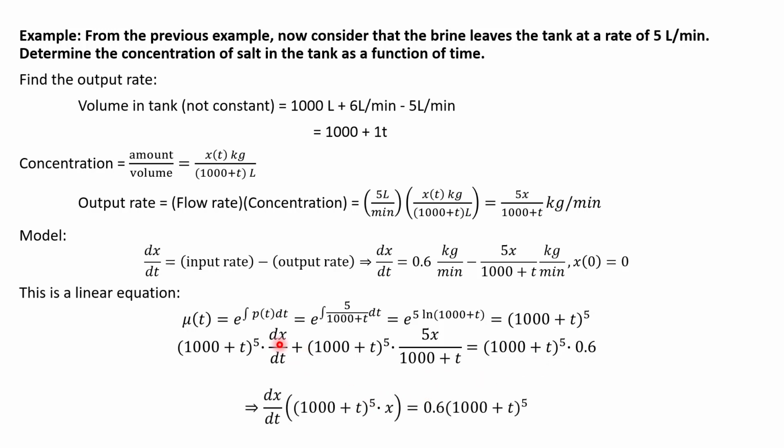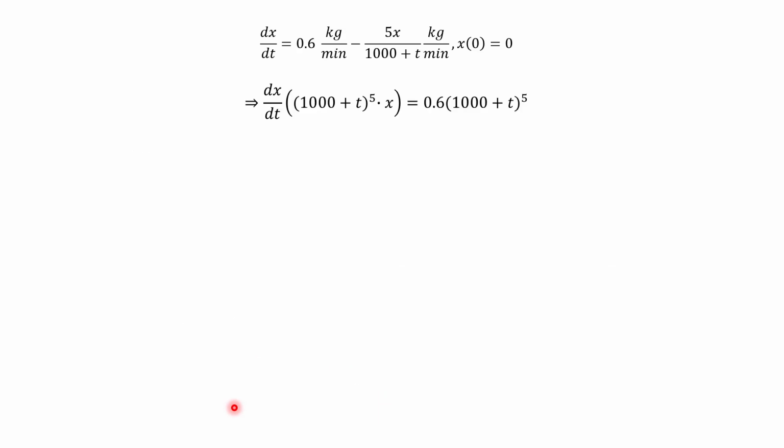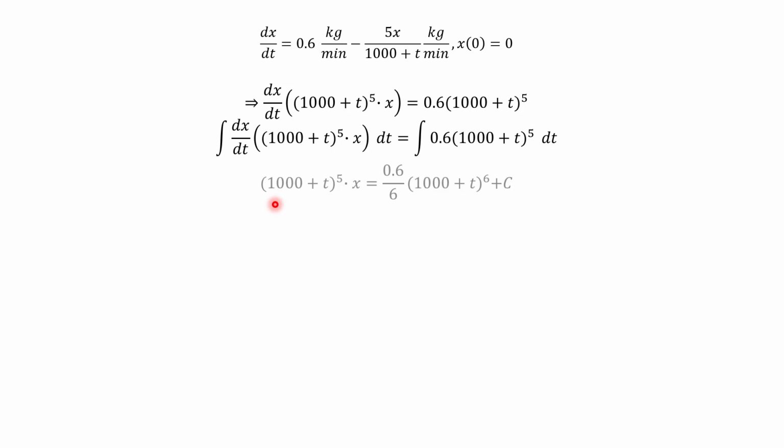Then remember, this left side is the result of the product rule, which would give us this right here. And so the derivative of this product gets us right back what we had over here. And then the next step would be to integrate this. Okay, so we integrate both sides. And remember, what we're trying to solve for is x in terms of t. So we integrate over here.